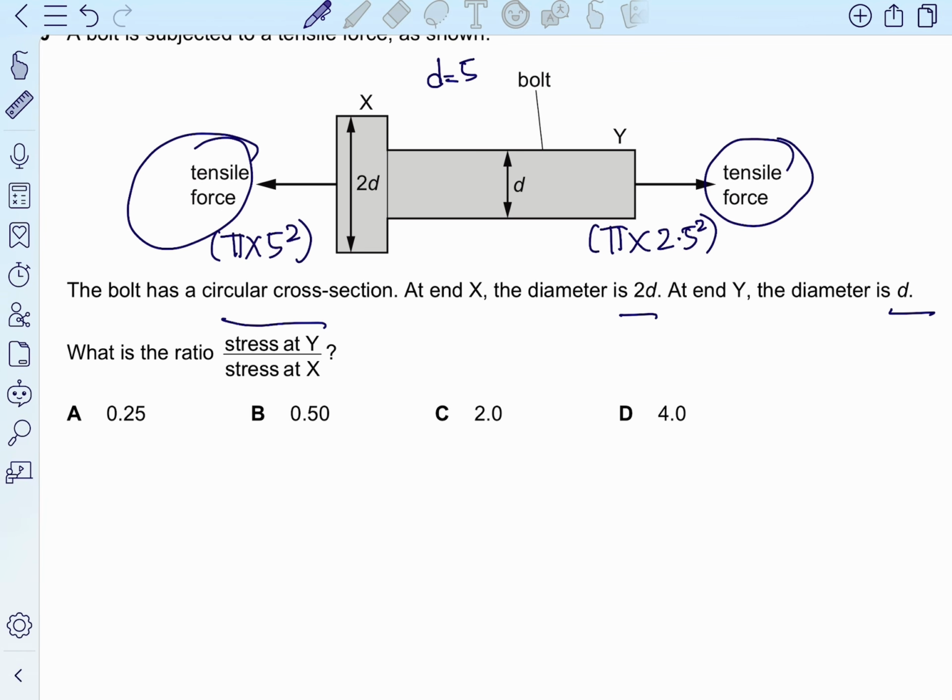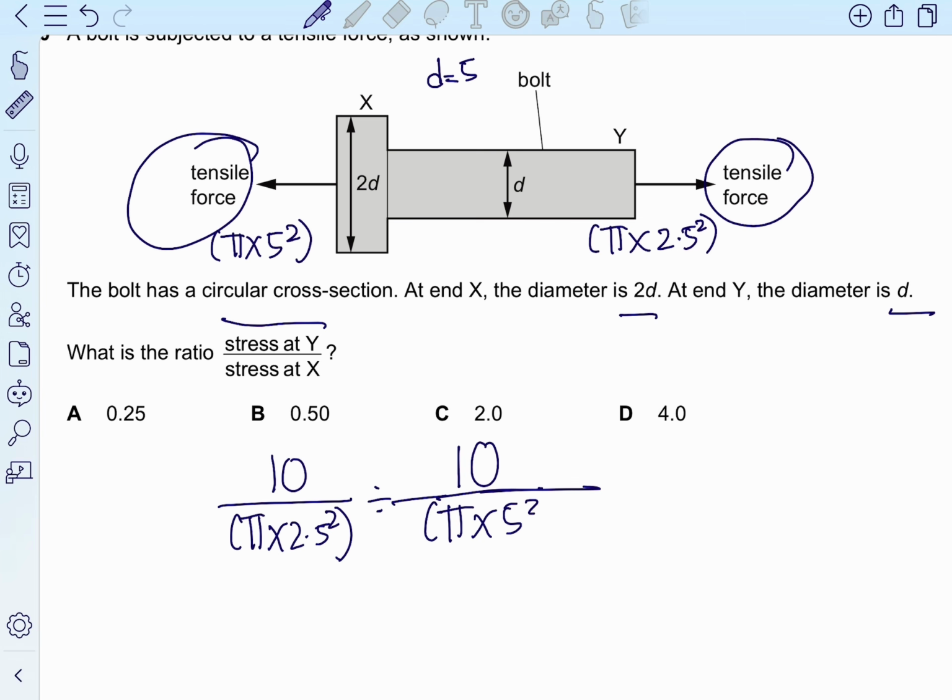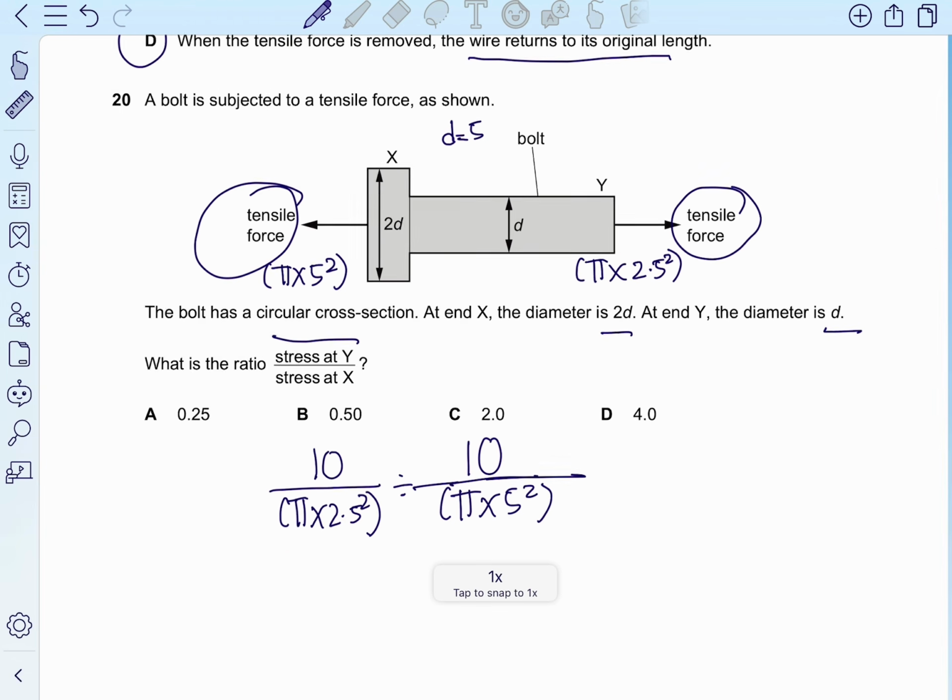Now, what's stress? Stress is basically force over area. Let's say the applied force is 10 newtons. Stress at y: the applied force is 10, force divided by the area. The area is pi into 2.5 squared, divided by the same 10 newtons divided by the area at x, which is pi into 5 squared. Now let's just use a calculator to solve this. 10 over pi into 2.5 squared divided by 10 over pi into 5 squared. What does that give me? That gives me 4. So the answer for this one would be 20D.